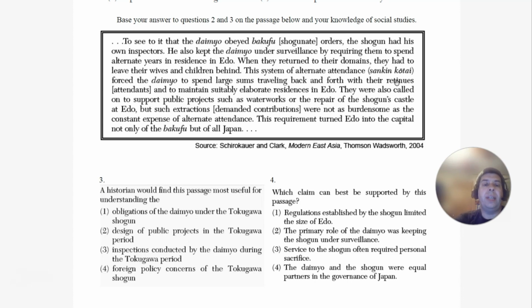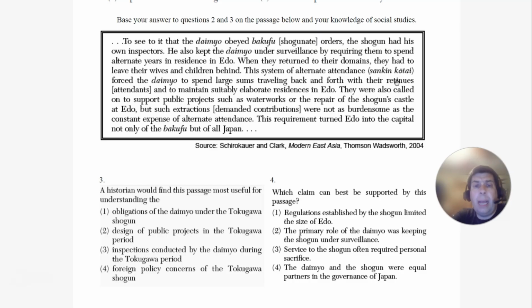So the first question says, a historian would find this passage most useful for understanding the, and then which claim can best be supported by this passage? Both of these questions are text dependent. You don't need to know if something is true or not true. You just need to say, does the passage talk about this? Okay, so I'm going to read through the sources again.